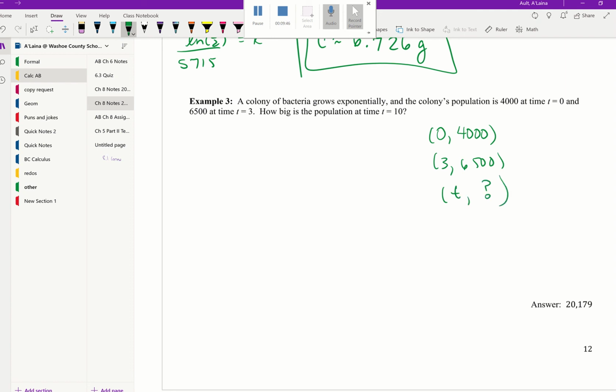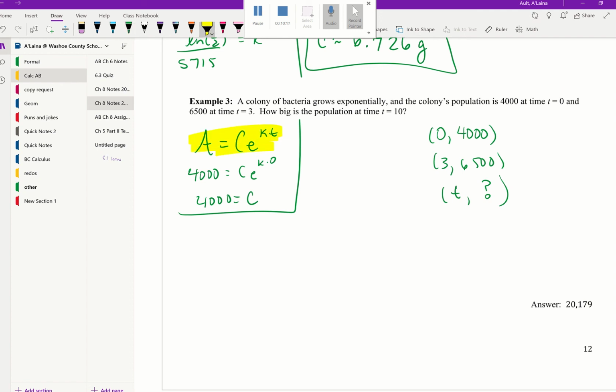Well, this is the same idea. We're still going to use that same formula, the amount of the colony would equal c times e to the kt, and this is now just an exercise in pre-calculus. If I plug in 4,000 for time 0, we can get that c is 4,000. That happens a lot, by the way, where that initial amount, that time 0, is often c. It will be c if our equation is exactly this one. It will always work out that way.